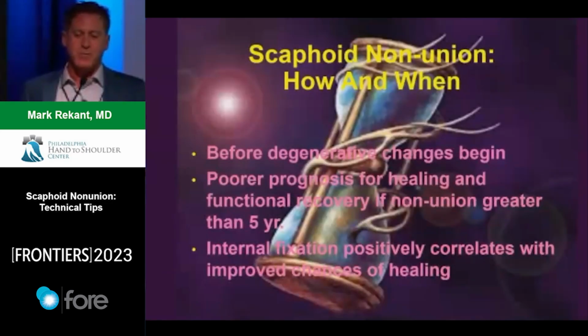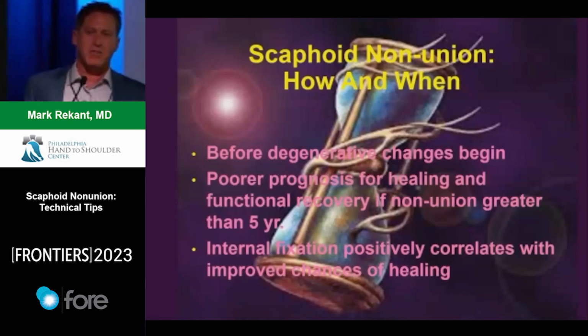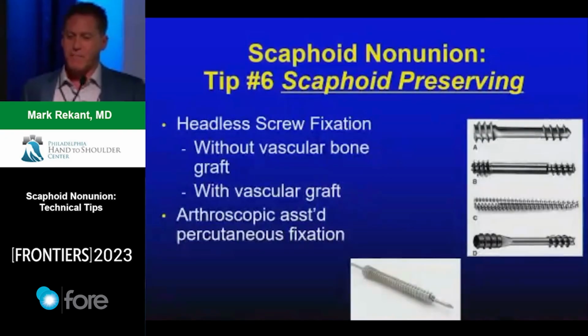Of course, you want to do this before degenerative changes exist. The odds of this healing get worse and worse. So if you have a scaphoid non-union that's out there 2 years, I would talk to the patient, lay a little bit of crepe. I'm not saying it's not worth trying, particularly in a younger person, but the odds of success get worse after 2 years and certainly after 5. We're trying to preserve the scaphoid for matters of this talk.